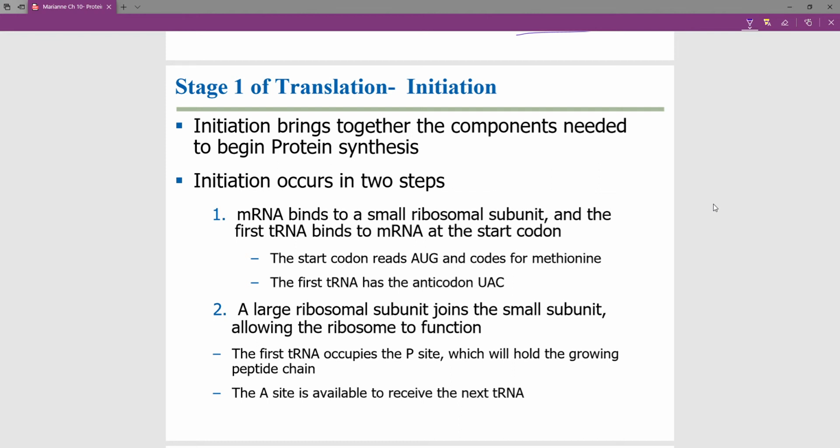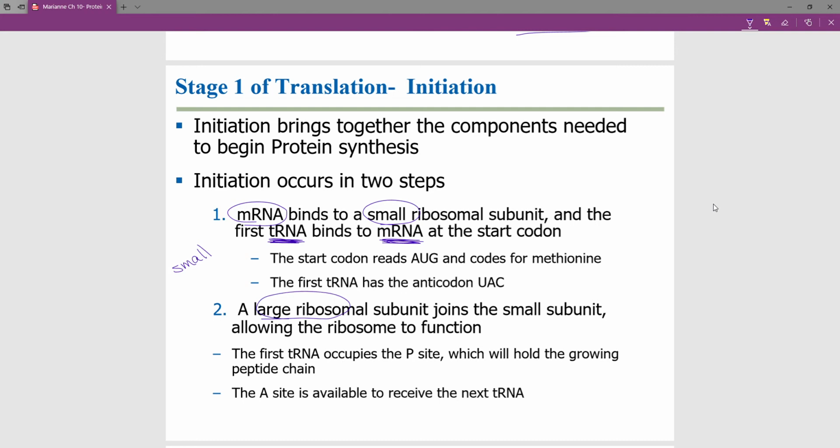The first step is all about the messenger RNA and the small subunit, and the first tRNA binding to the messenger RNA at the start codon. And so we have the first tRNA binding to the messenger RNA. So up here, all about the small subunit. The second stage of initiation is more about the large subunit.